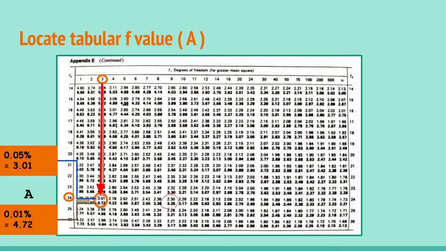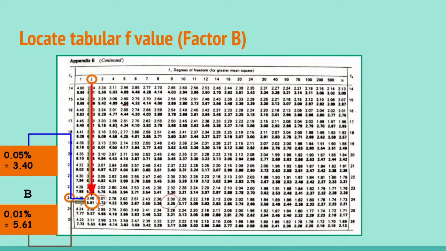So below 3 and along number 24, we have now the tabular F value of factor A, which is 3.01 at 5% and 4.72 at 1%. For factor B, we will just follow from how we got the tabular F value of factor A.